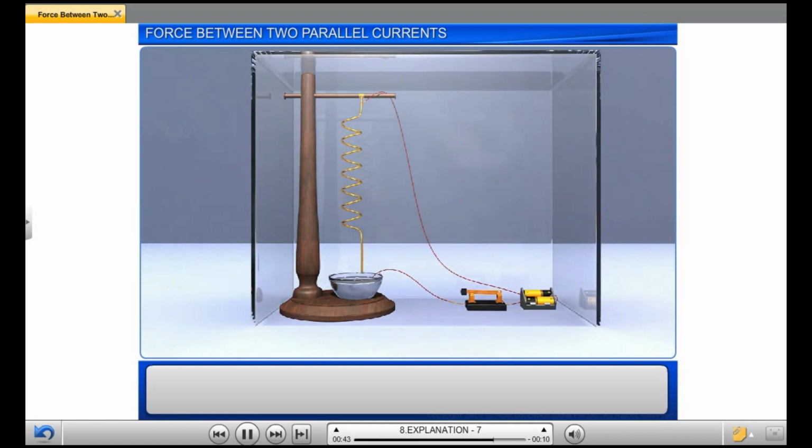While doing this activity, we should take care to keep the face away from the mercury vapors, because mercury vapors are poisonous.